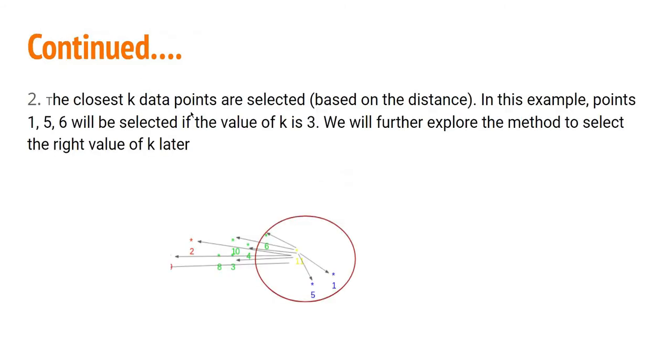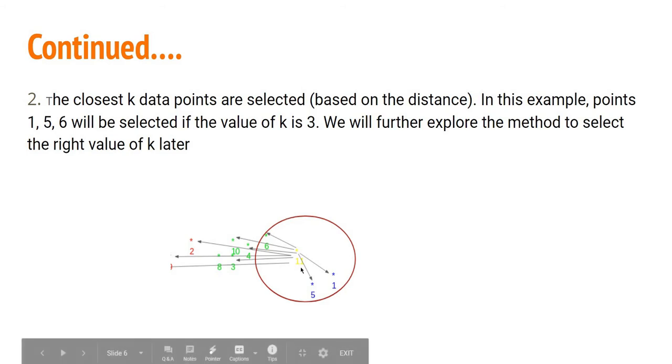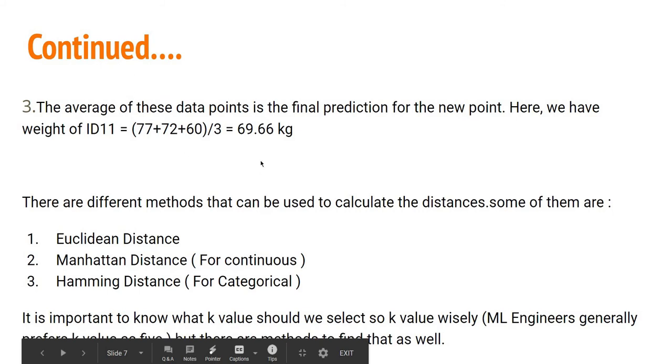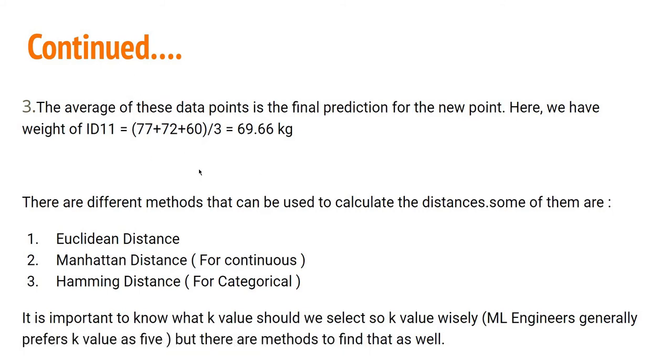After that, the closest k data points are selected. In this example, 0.156 will be selected if the value of k is 3. We will further explore the method to select the right value of k later. So see here, let's say we have selected all three values, and after that we will take the average of all these three values, and we'll say that for id 11, the value we have predicted is 69.66.